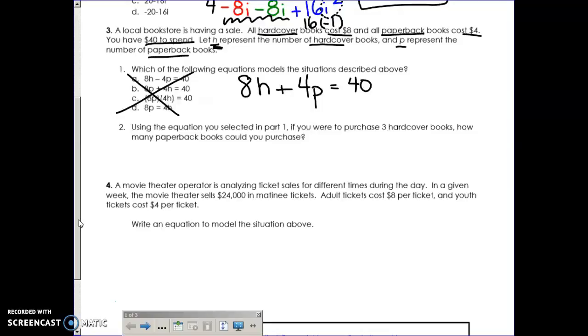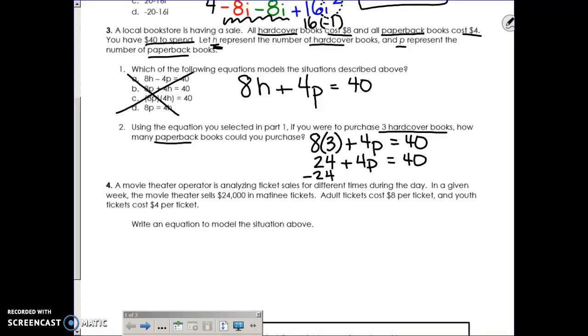Part 2 is going to use that formula, but you're going to actually plug in a number. It says you purchased 3 hardcover books. You're looking for how many paperback you're going to have left. So 3 is going to go in place of H because it's hardcover. Everything else stays the same, and now it's just an algebra problem. So start solving it. That's 24. Move the 24 to both sides.